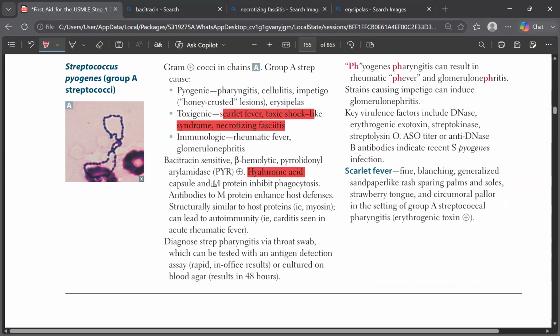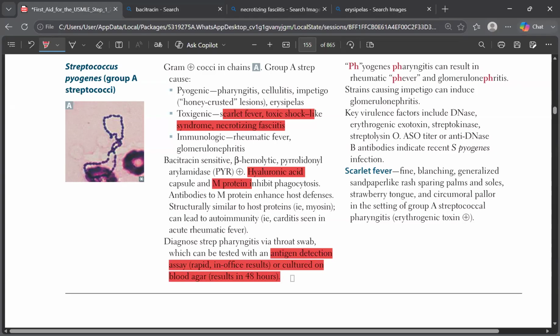M protein is also a very important factor in it. Antibodies to M protein enhance host defenses. Structurally similar to host proteins, that is myosin, can lead to autoimmunity, that is carditis seen in acute rheumatic fever. Pharyngitis is diagnosed by a throat swab, which can be tested with an antigen detection assay, rapid in-office results, or cultured on blood agar, results in 48 hours.